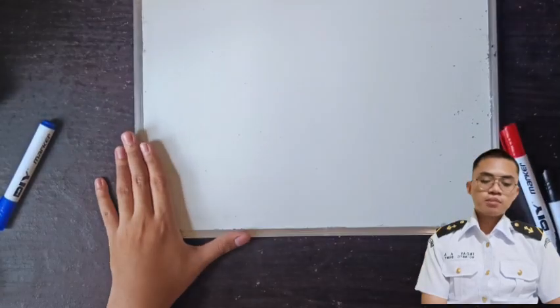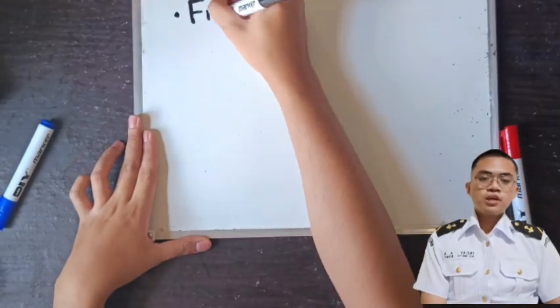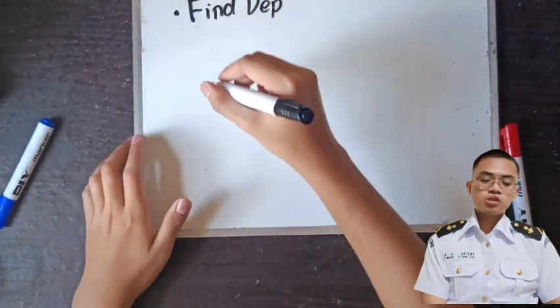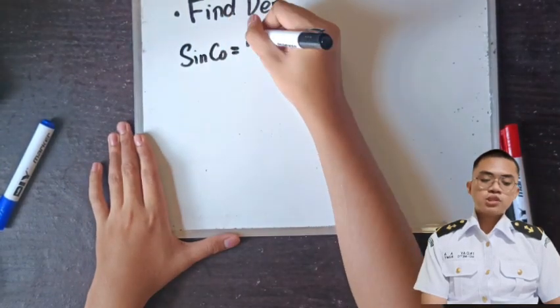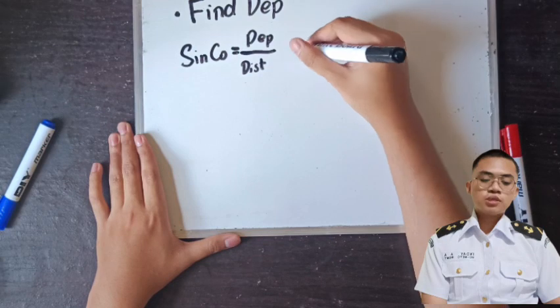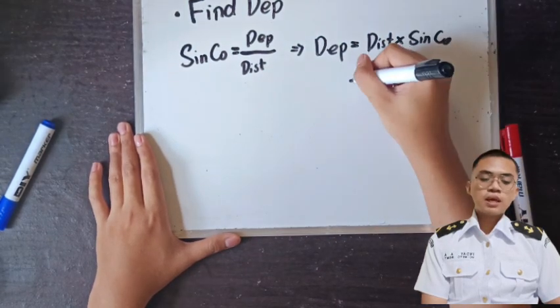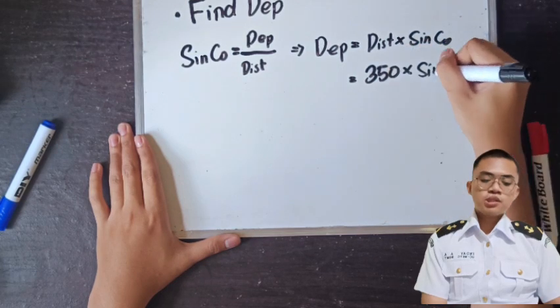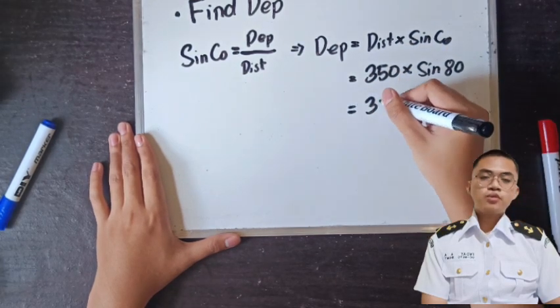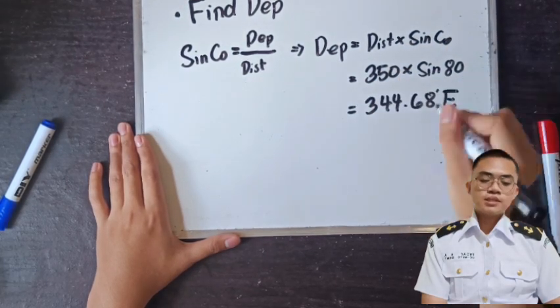Then the next step is to find the departure. Using the formula sine course is equal to the departure over distance, we can change it into departure is equal to distance times sine course. We have 350 times sine 80, which is equal to 344.68 minutes east.